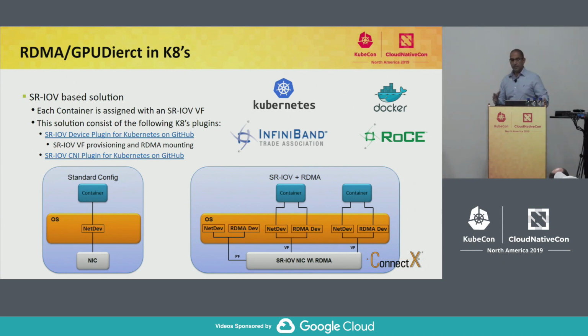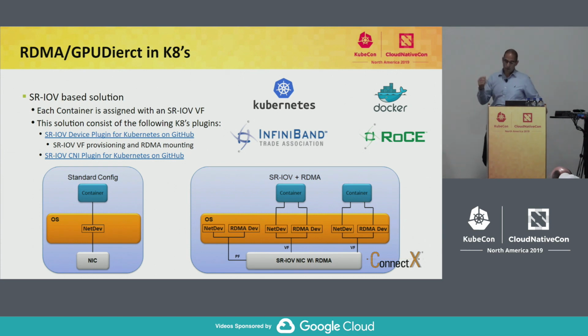So how do we enable RDMA and GPUDirect in Kubernetes? Today, we are using SRIOV as a mechanism to expose RDMA and GPUDirect. SRIOV is a PCI specification, which stands for single root I/O virtualization. Basically, what does it mean? It means that you can take a PCI device, slice it, and provide slices to an application.